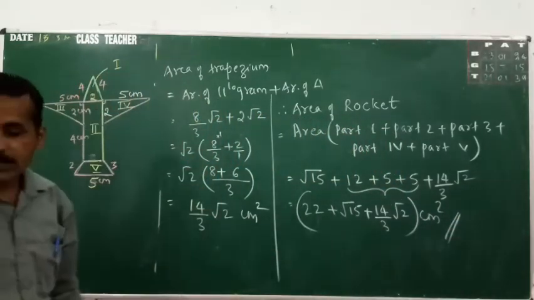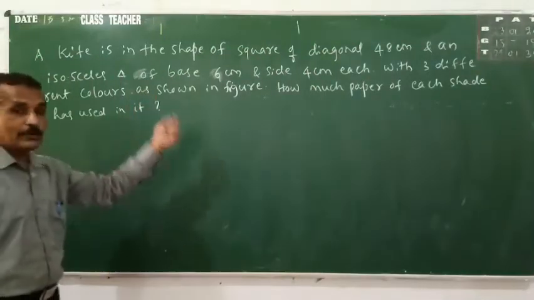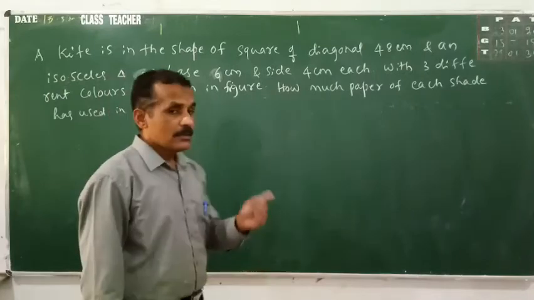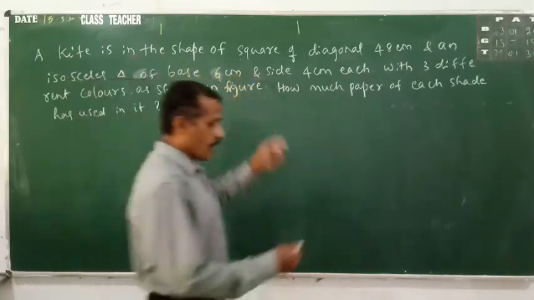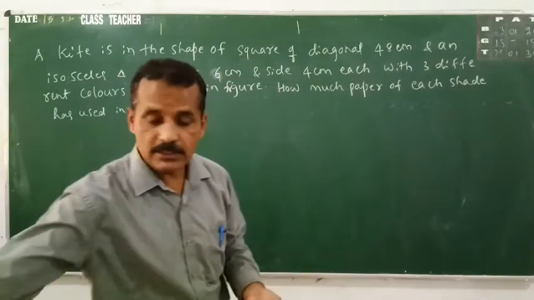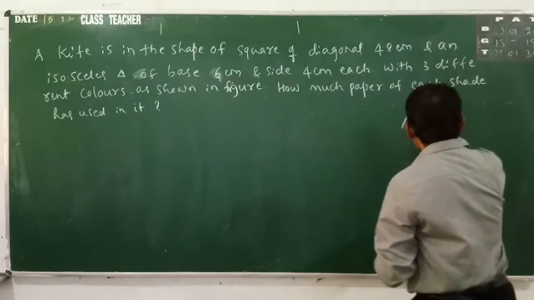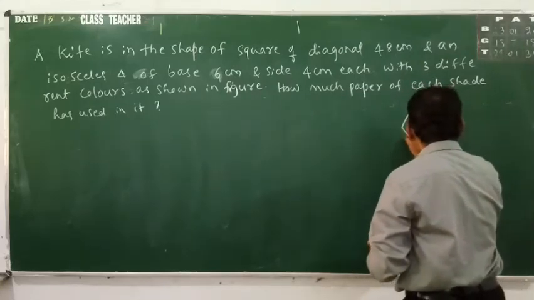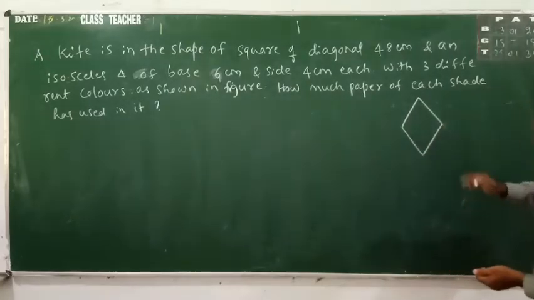That is the end of the problem. This is the last problem of our Heron's formula. Let me first explain the problem. A kite is in the shape of a square. Look at the board. This is a square, but in the shape of a kite.